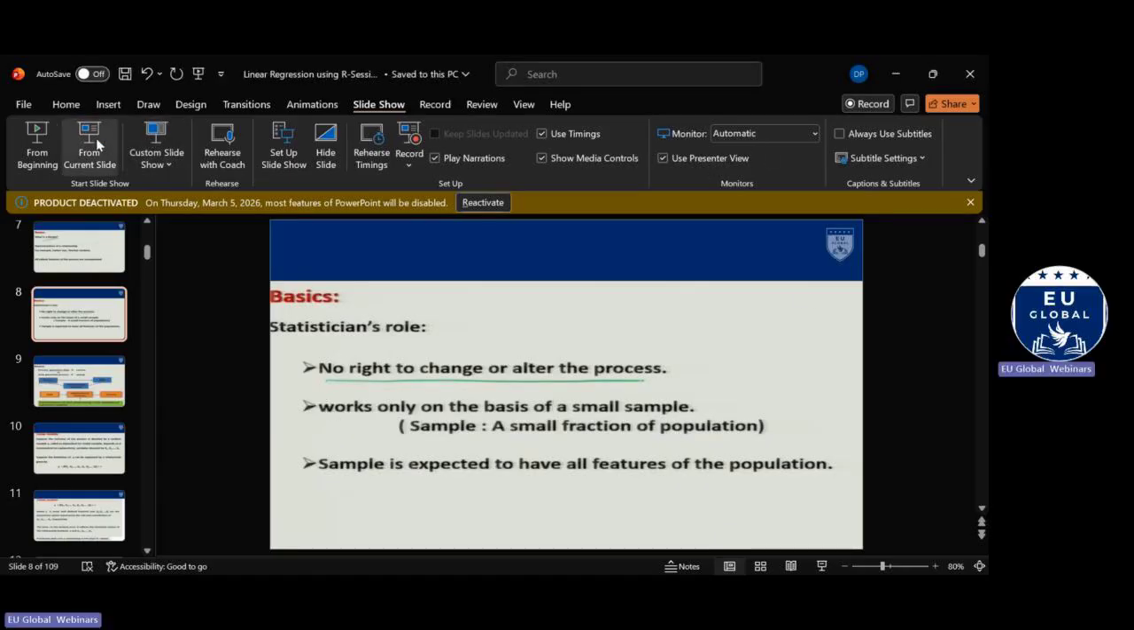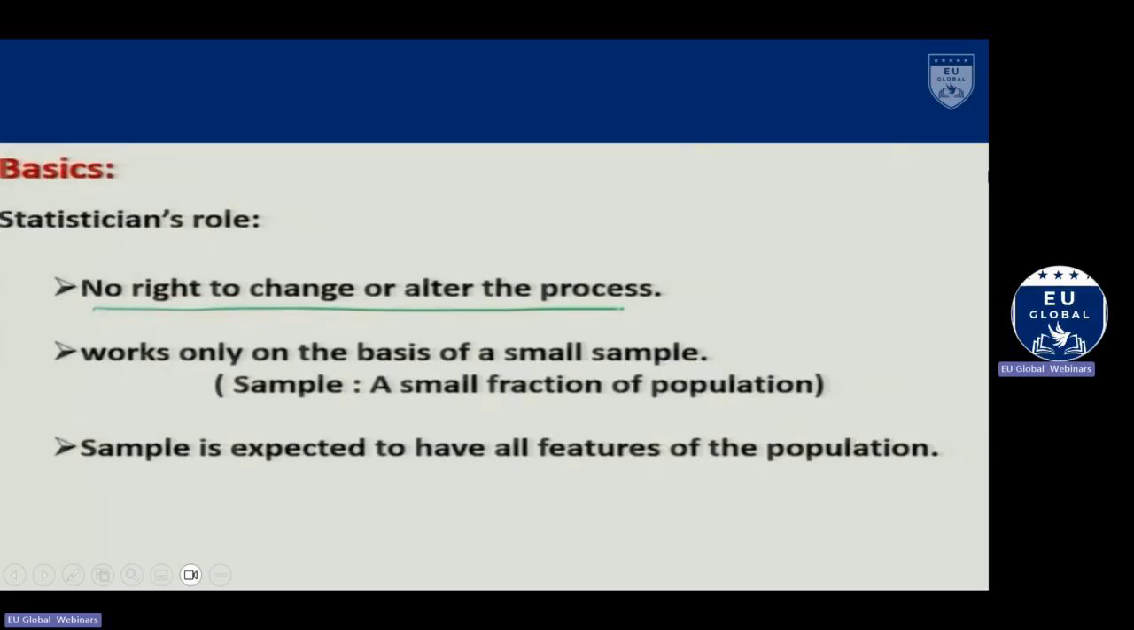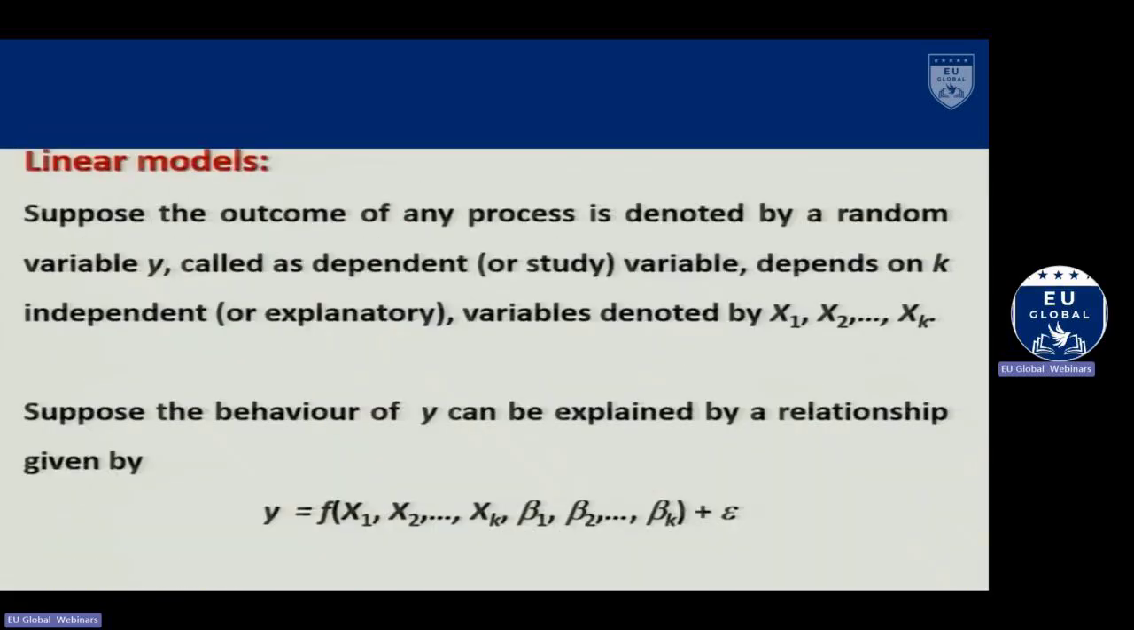So let's get back to this. We already talked about the statistician's role. Now we come to the linear model. When we talk about the linear model, we talk about the input variables. The input variables are fixed, and the variation is coming through the variables affecting the output variable, right? The input variables are fixed, whereas the output variable is a random variable.